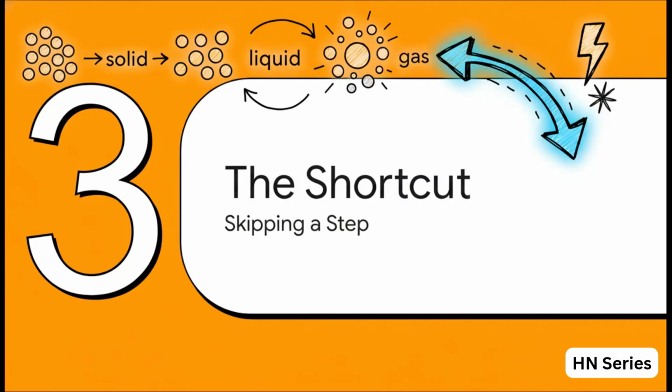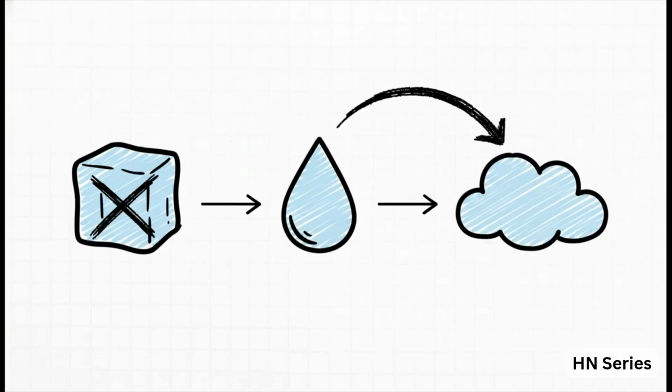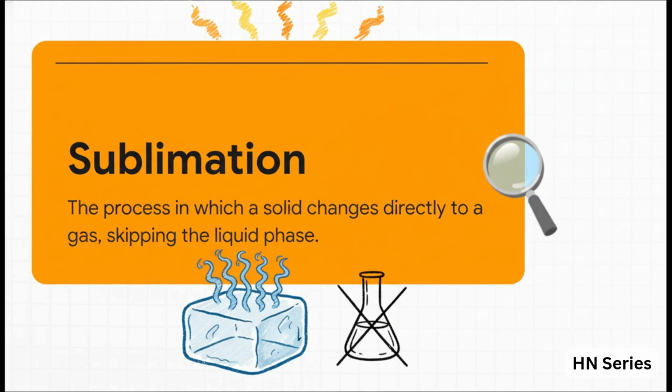Okay, so we've seen the standard route, right? Solid to liquid to gas and then back again. But what if I told you that matter doesn't always play by those rules? Sometimes there's a fascinating little shortcut. That's right. For some substances, under just the right conditions, they can skip that whole messy liquid phase. They can jump directly from being a solid straight into being a gas. This incredible process is called sublimation.